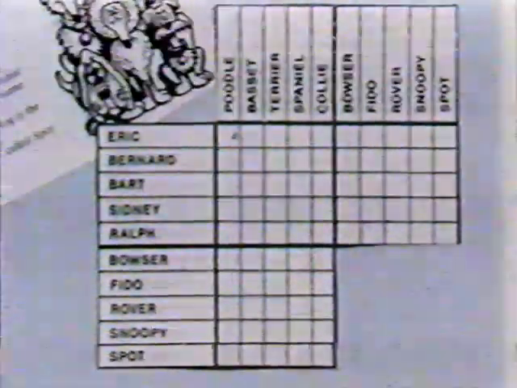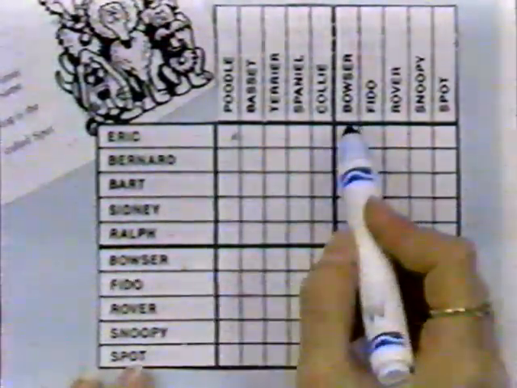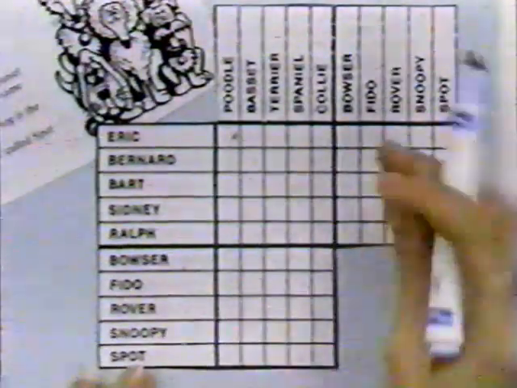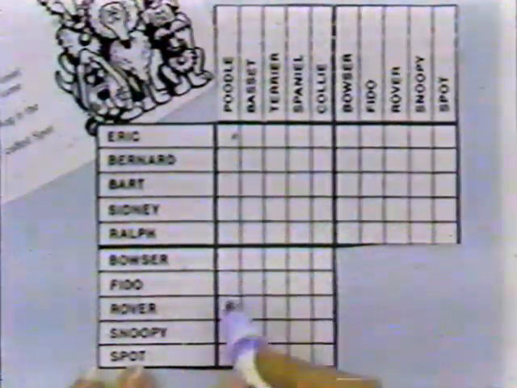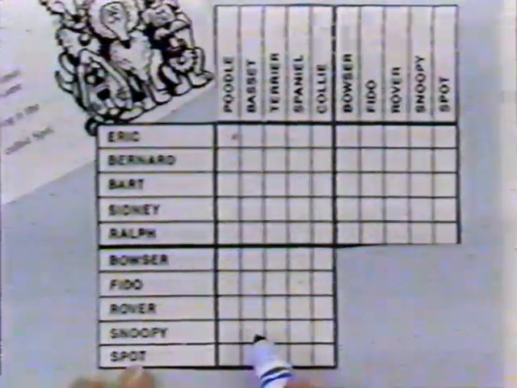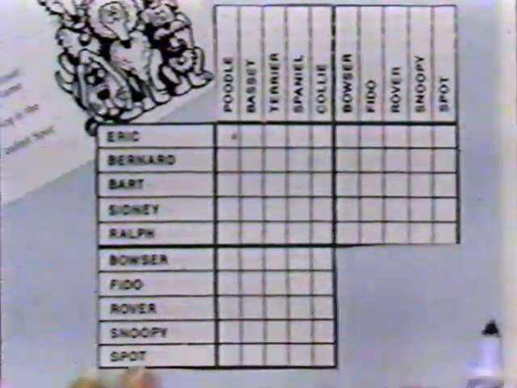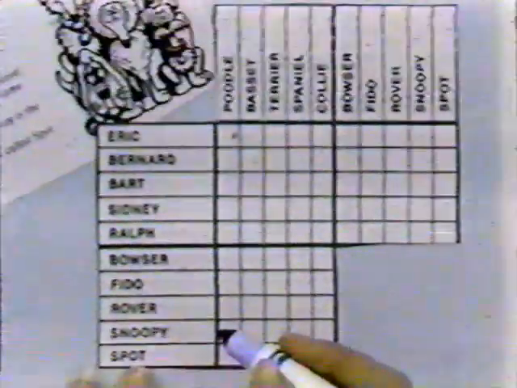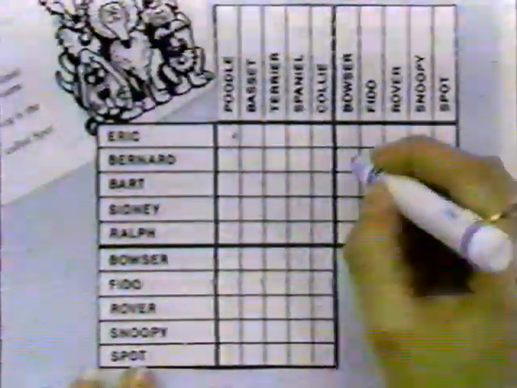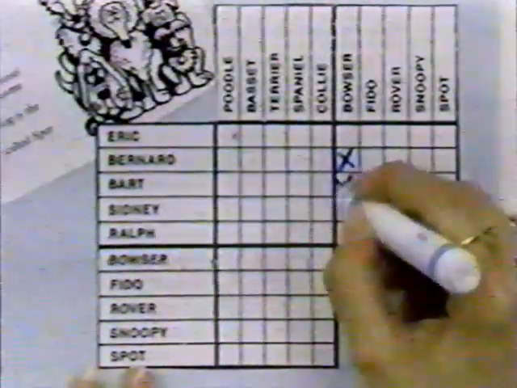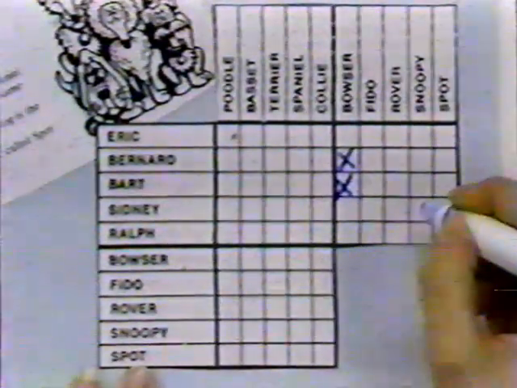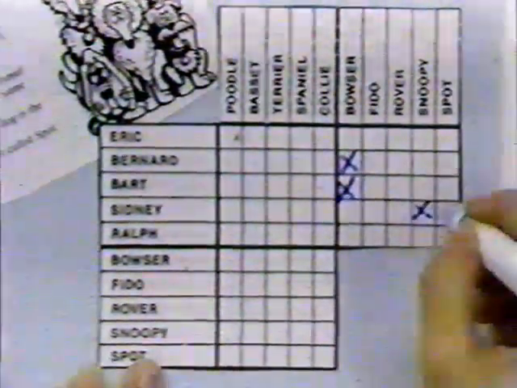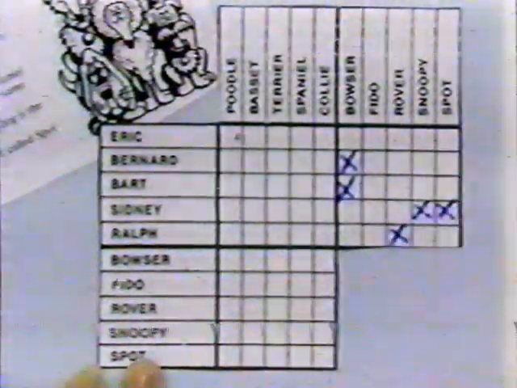Now, the idea is you will sometimes have to mark going across that Eric maybe doesn't have a poodle and his dog's not Bowser. And then you may need to also transfer the same information down to a lower matrix to keep all of your information full. The first clue in this particular case, no dog's name begins with the same letter as that of its master. So you know that Bernard cannot have a Bowser and Bart cannot have a Bowser. Sydney cannot have Snoopy or Spot, and Ralph cannot have Rover.